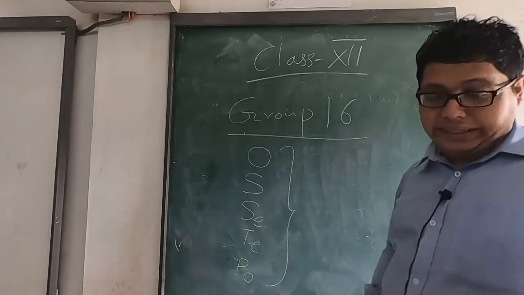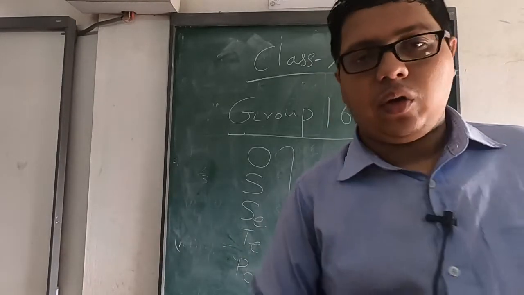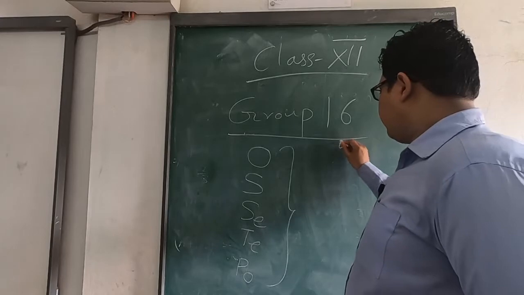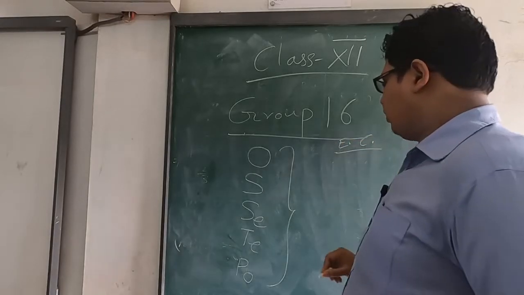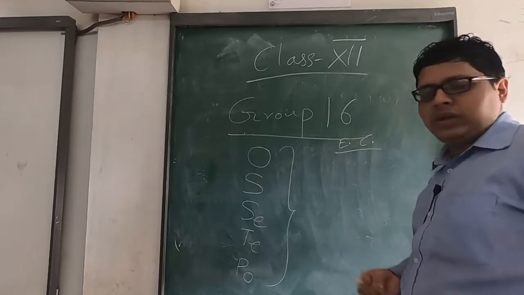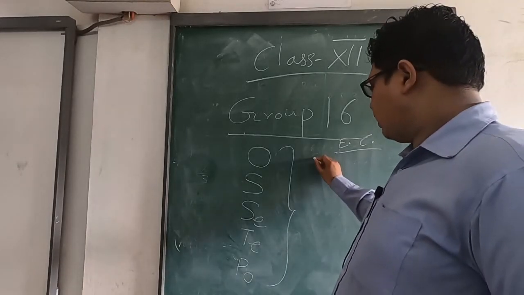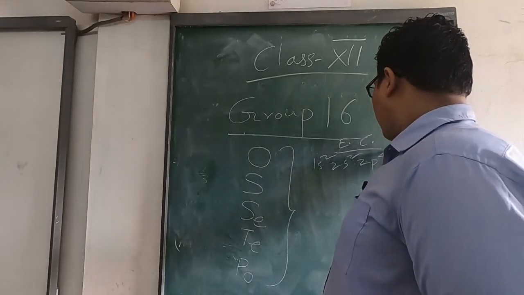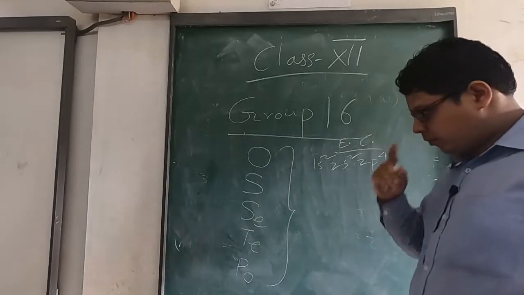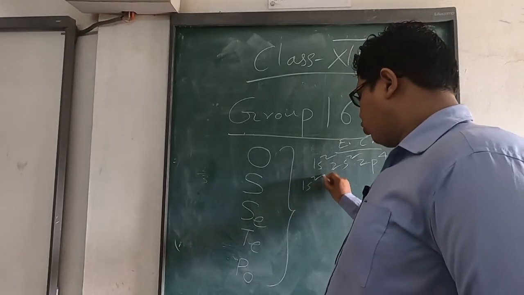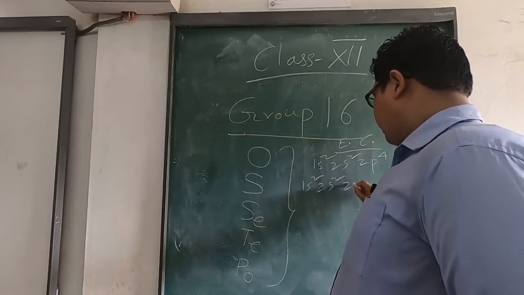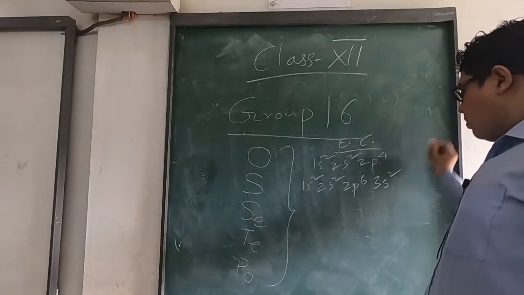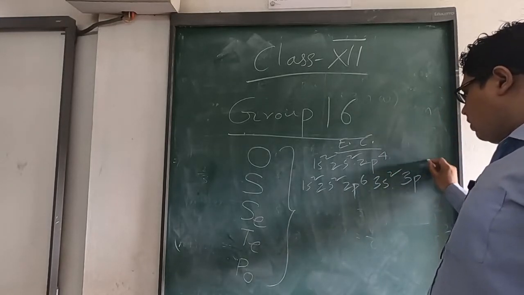Okay, now apart from that, let us talk about the electronic configuration. Okay, electronic configuration. So I'm writing in short EC, electronic configuration. Okay, the first member, oxygen, it is very simple. You have done in lower classes, class 11, 1s2, 2s2, 2p4. For sulfur, it is 1s2, 2s2, 2p6, 3s2, and what? 3p4.